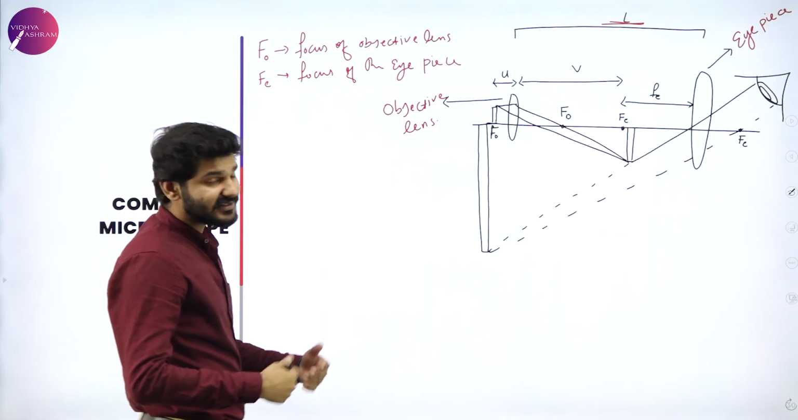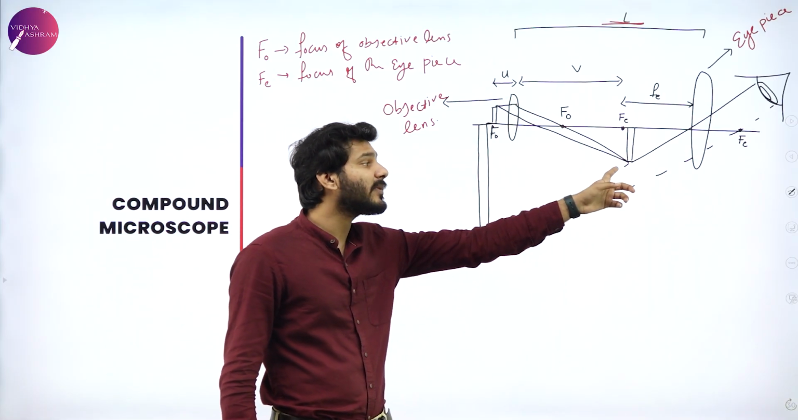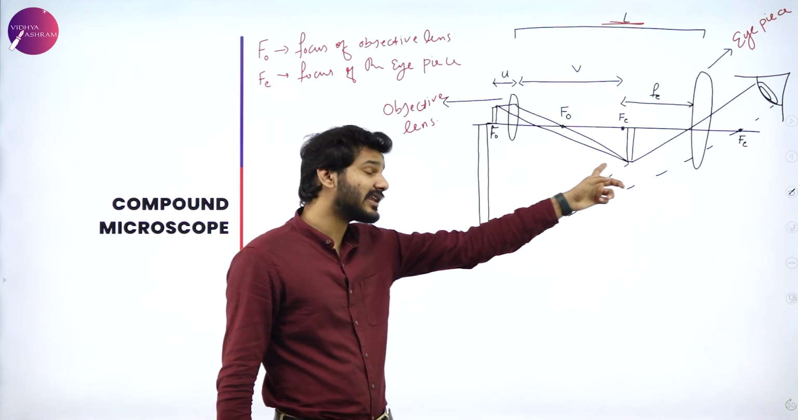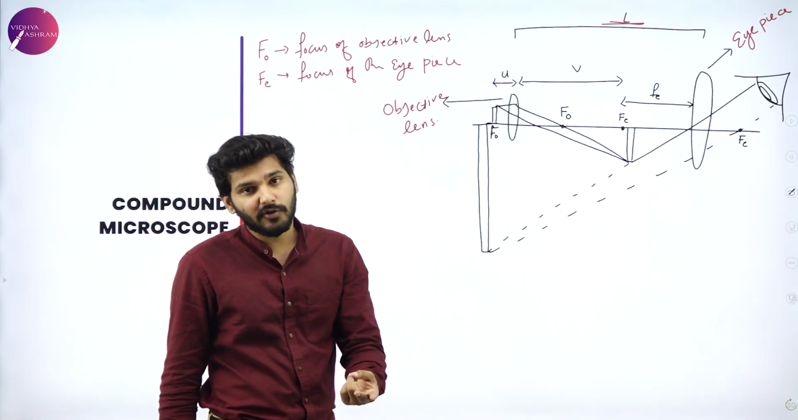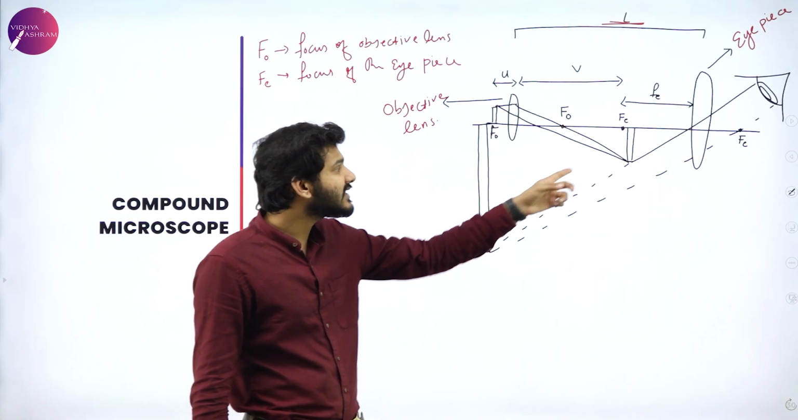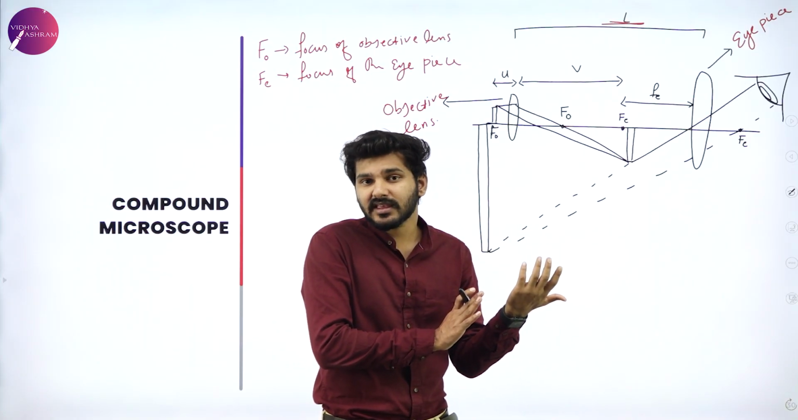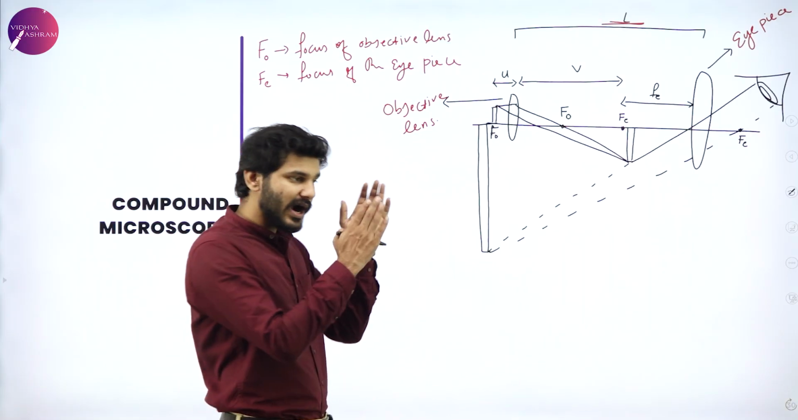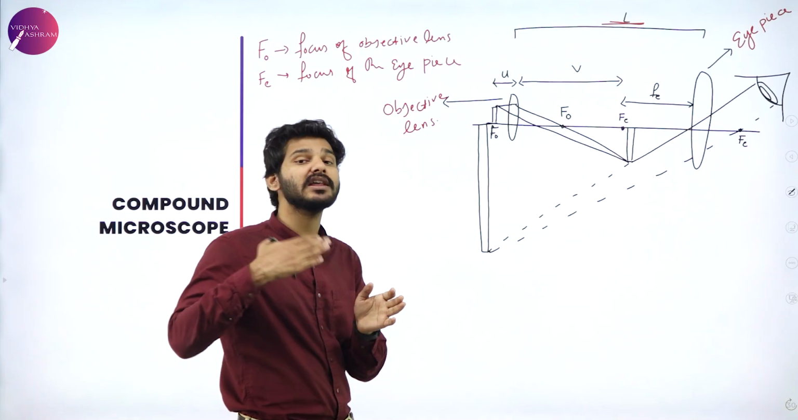Focus of the objective lens and focus of the eyepiece. You can see here that the object is now forming an image which is real and inverted. This image is now going to act as the secondary object, or second object, for this particular lens. We saw the derivation in the previous sessions: the image of one lens will act as the object for another lens.